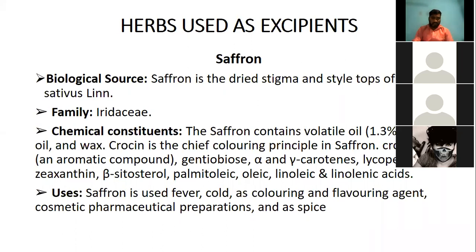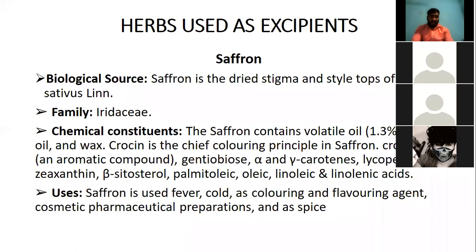Crocin is the main coloring principle in saffron, and quercetin is an aromatic compound. Gentiobiose and alpha and gamma carotenes are there. Then lycopene, zeaxanthin, beta-sitosterol, palmitoleic acid, oleic acid, and linoleic acid are there. These are the fatty acids or fixed oil which may be present in this plant.